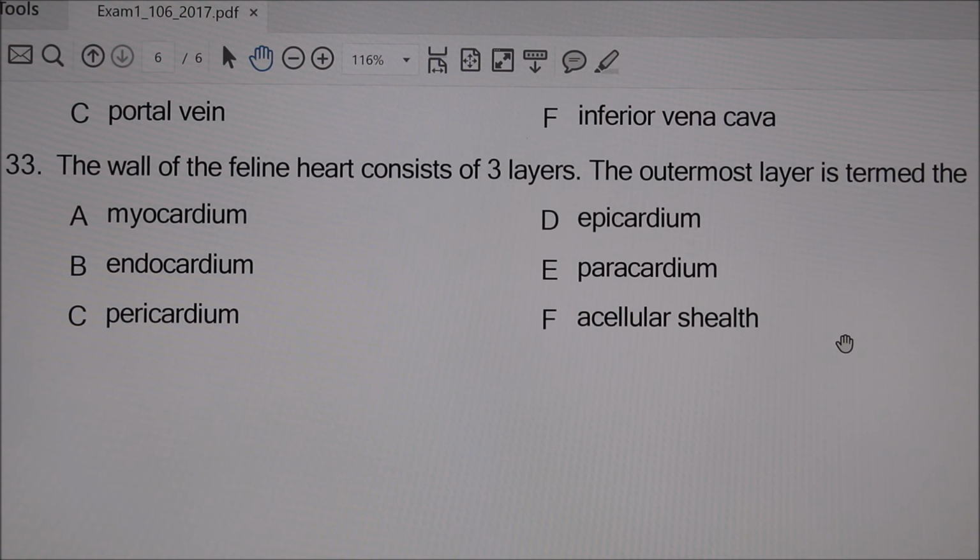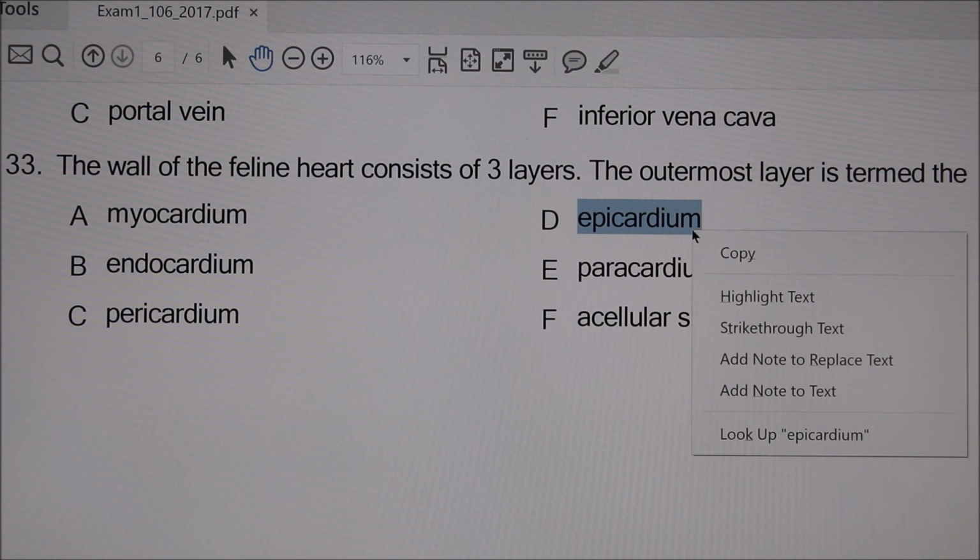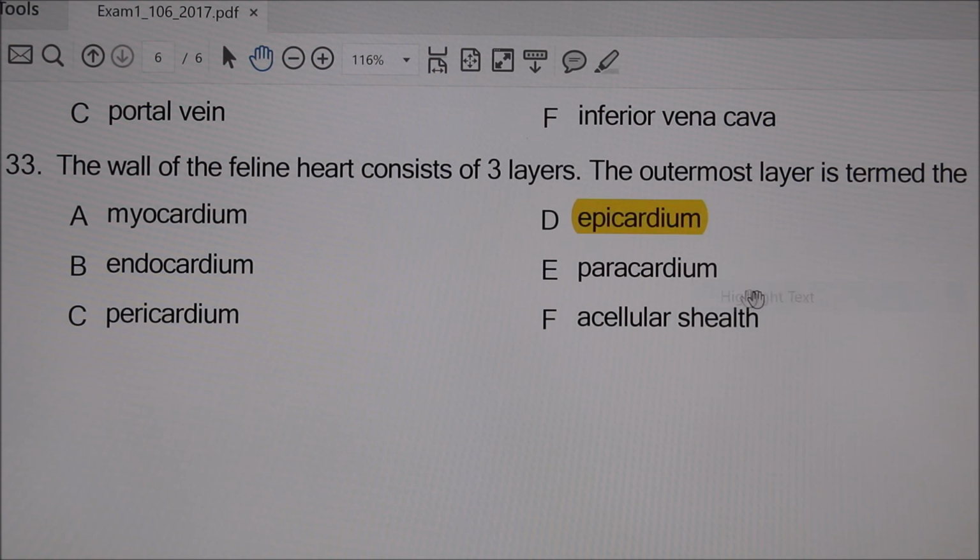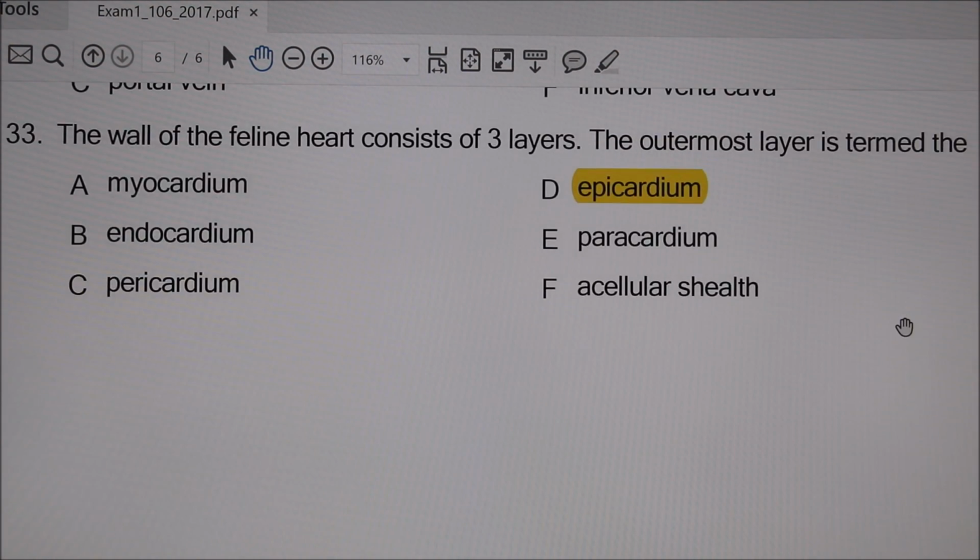The wall of the heart, outermost. Okay, the outermost is going to be the epicardium. The outermost layer of the heart. Let me see if I can do that again and get it. Epi means upon, so it's kind of like the outer layer of the heart. Oh, that's the last one, isn't it? 33.